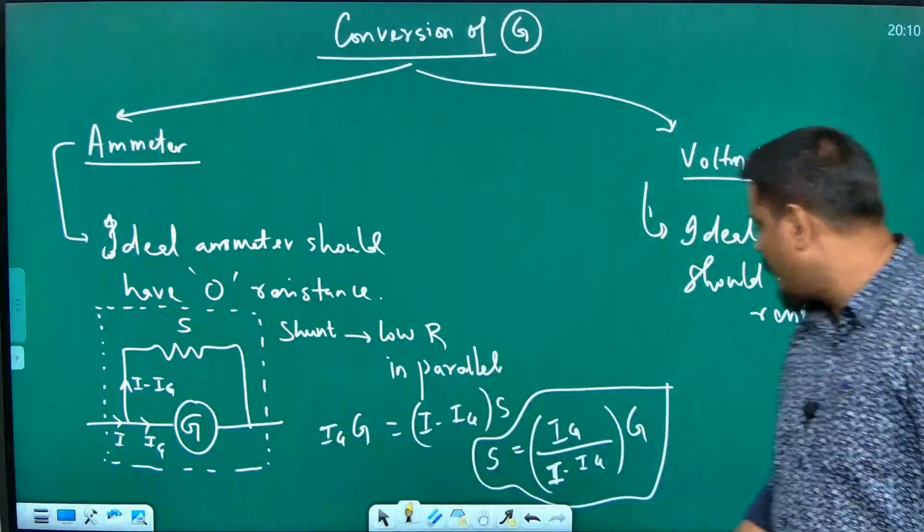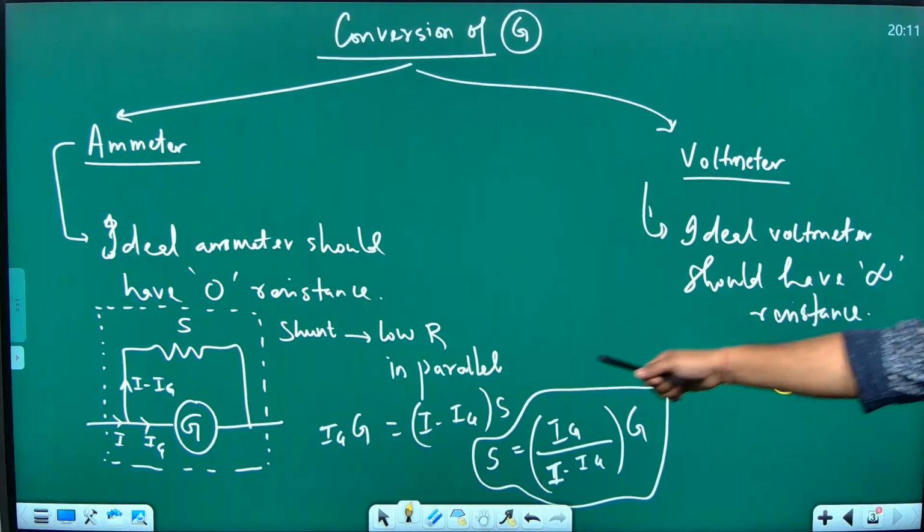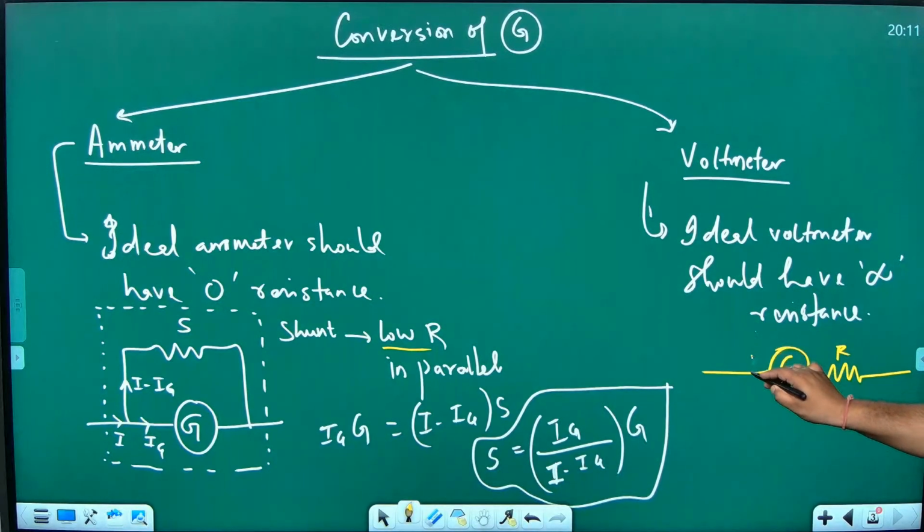If you have a galvanometer and you want to convert this galvanometer into a voltmeter, what will you do? Add shunt in series. Why shunt? Shunt means low resistance. Don't say shunt. Add a high resistance in series. Common sense. So if I am going to add a high resistance in series, let me call it R itself. Then this full arrangement is called a voltmeter, which will have a very high resistance, because I want infinite resistance for an ideal voltmeter.